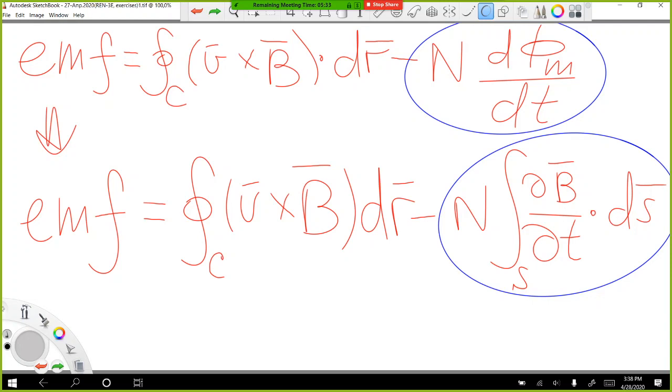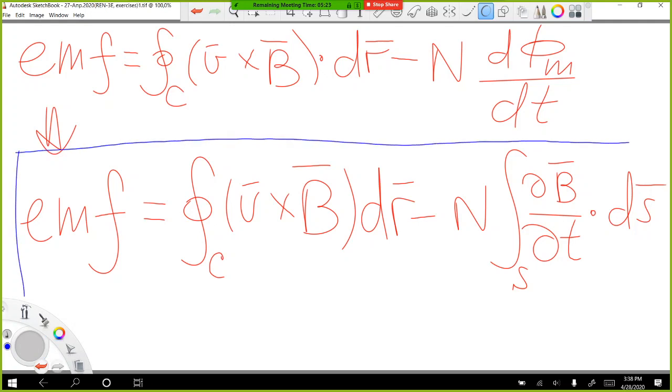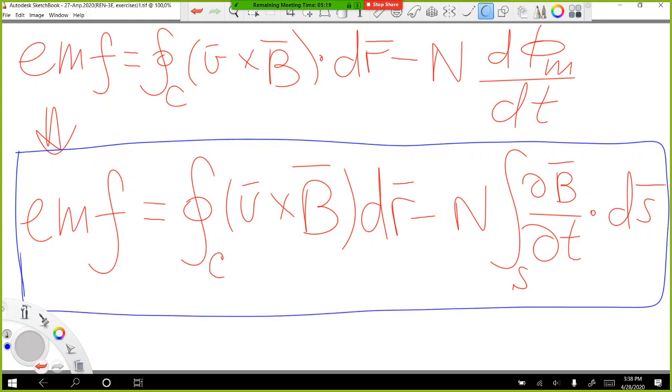This expression is a more general expression of Faraday's law.